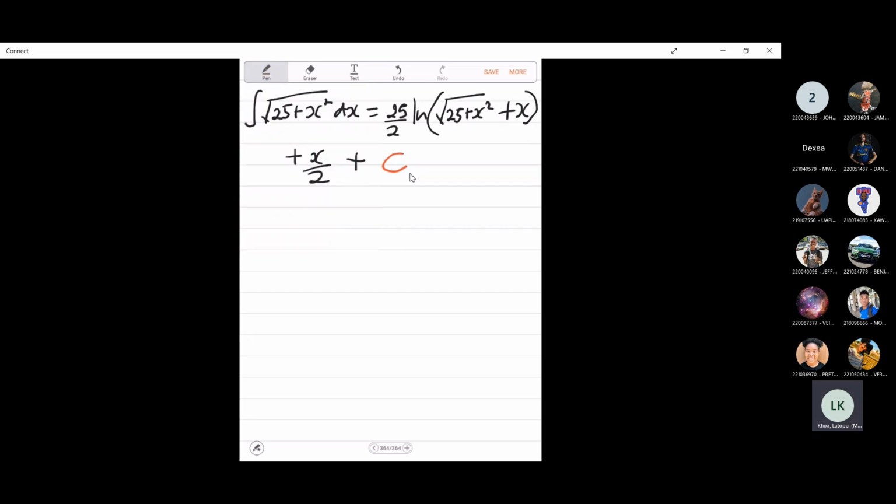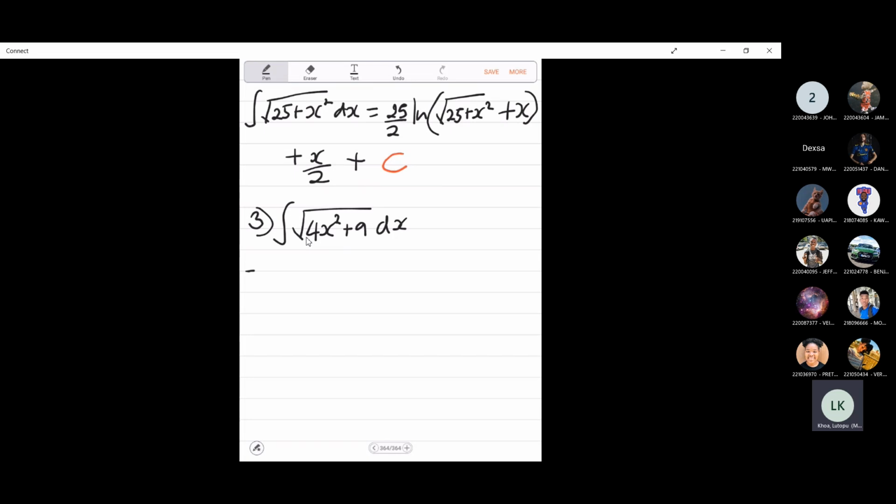Okay, number 3. I have the integral of the square root of 4x squared plus 9 dx. So remember, before we use the technique, we must have a squared plus x squared. So we don't want any coefficients of x squared here. So we factor this 4 out.